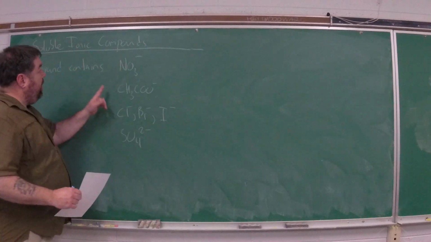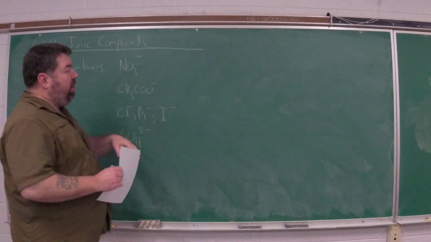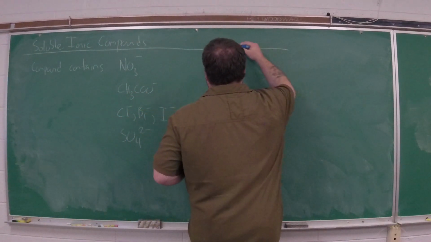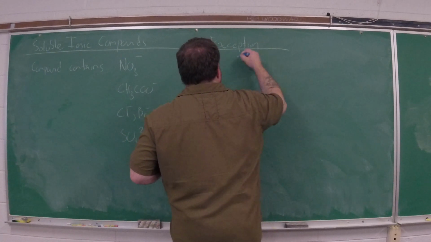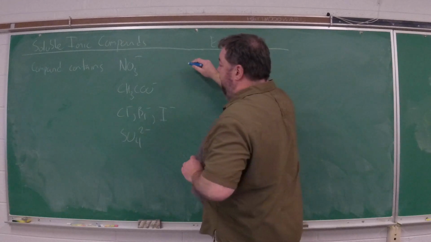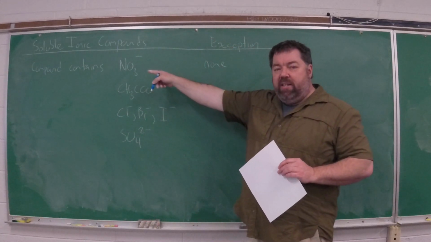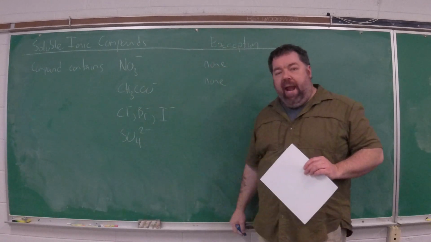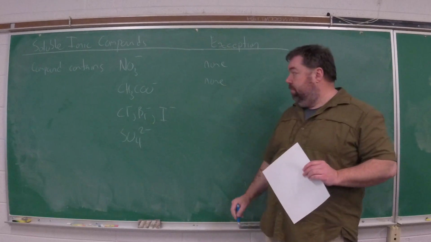Now these will normally be soluble. They're in the soluble table. They're normally soluble, right? But there are exceptions. I'm going to put the exceptions over here. For NO3, nitrate, there are none. So any compound that has nitrate is soluble. Acetate, there are none. Any compound that has acetate is soluble. Whatever it is, it's soluble.